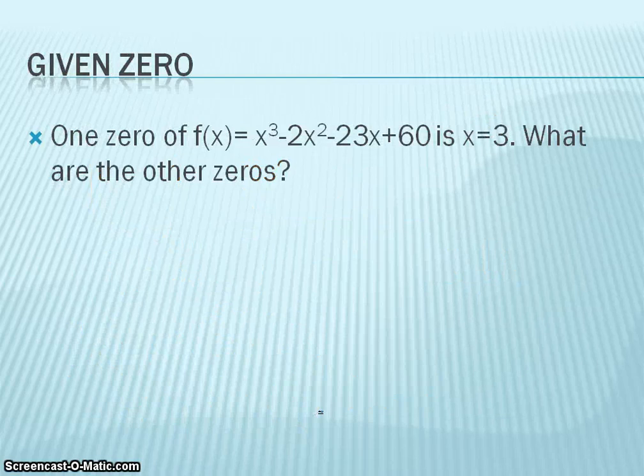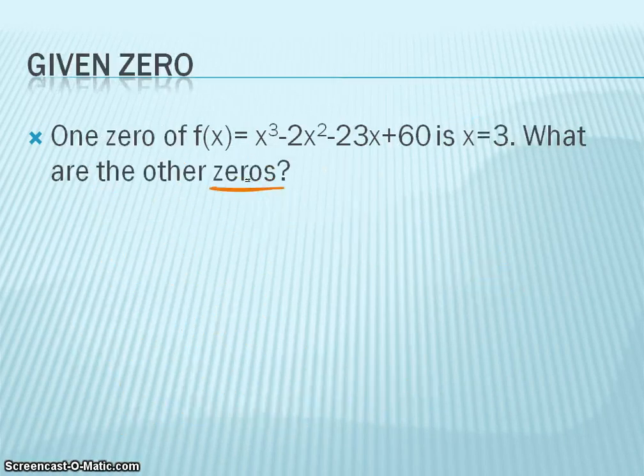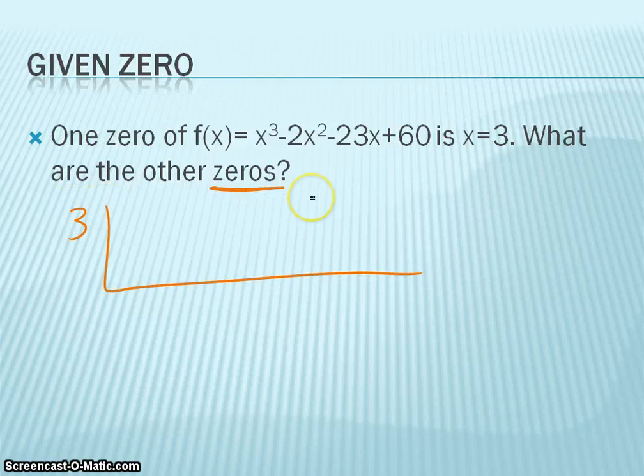Let's take a look at one where they tell us our zeros. So if I tell you a 0 is 3 of this x cubed minus 2x squared minus 23x plus 60, what are the other zeros? So instead of just getting the factors, I am going to want to go that one step further and say what the zeros are. So let's take a look. Let's plug in that 3. Check my degrees, cubed, squared, x, constant. We are good there.